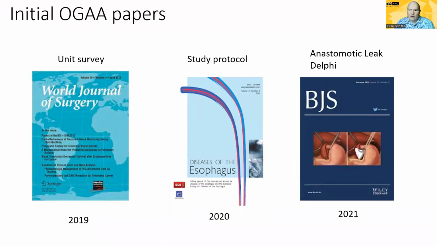To kick the study off, we did a unit survey of facilities and different aspects of surgery. This was published in the World Journal of Surgery. We did kick off with our study protocol, which is important to do. This was kindly published in Diseases of the Esophagus. And because we had a network, we had a nice platform to do an anastomotic Delphi on research priorities and different aspects there.